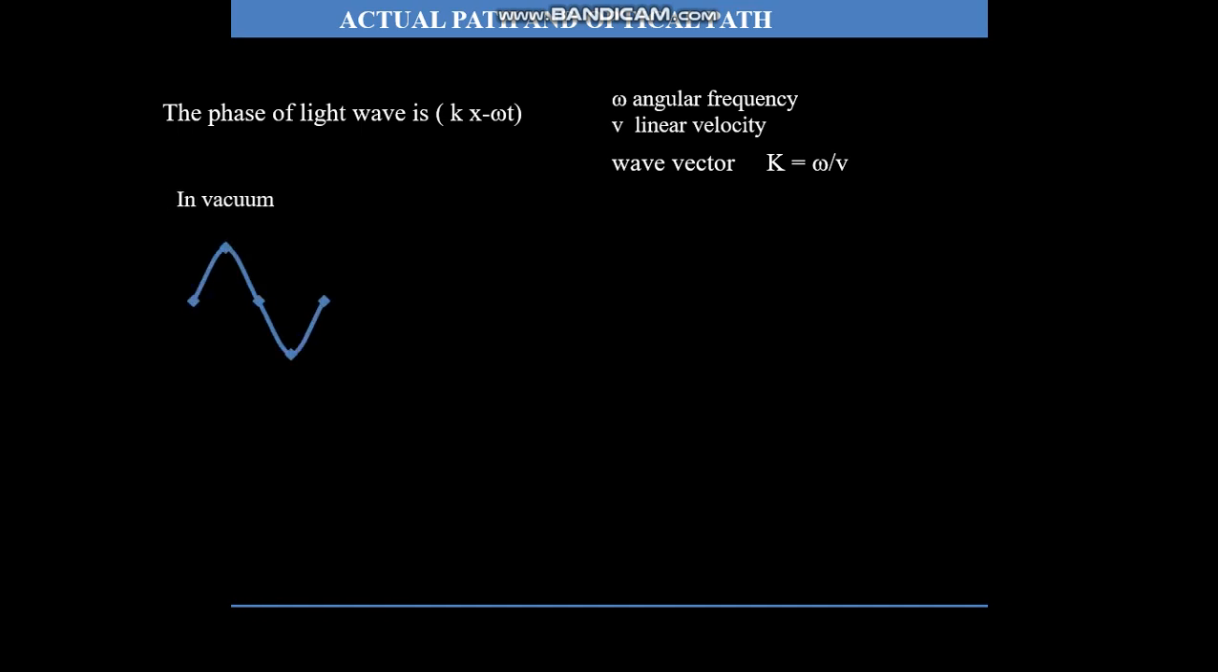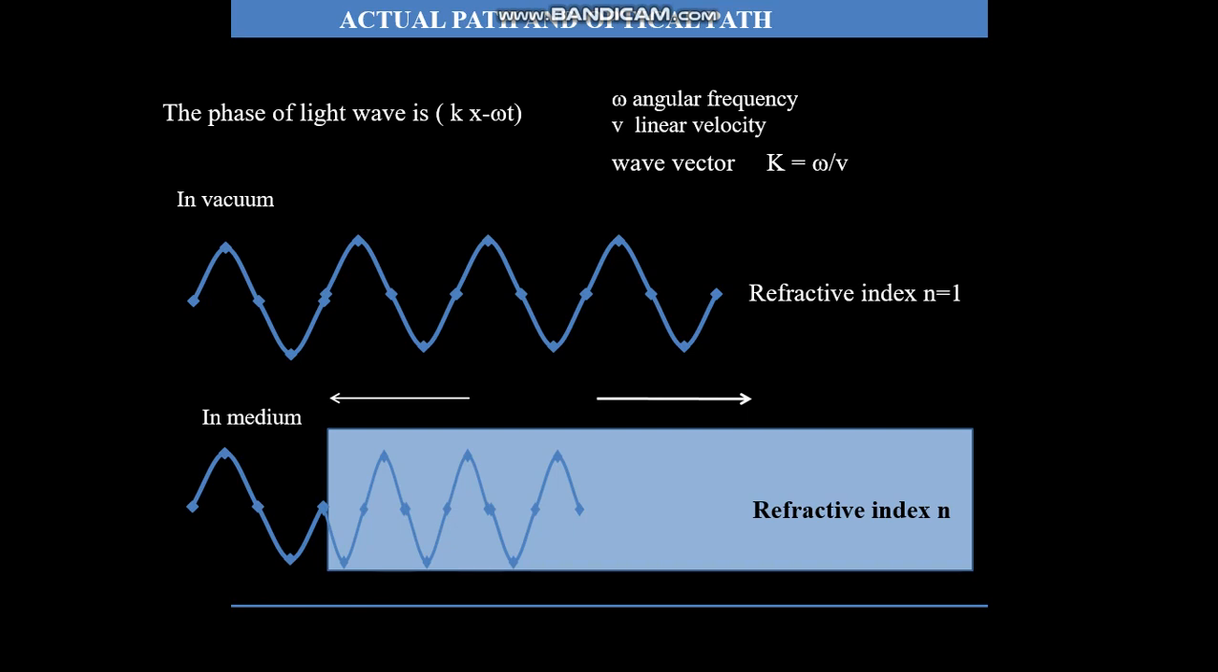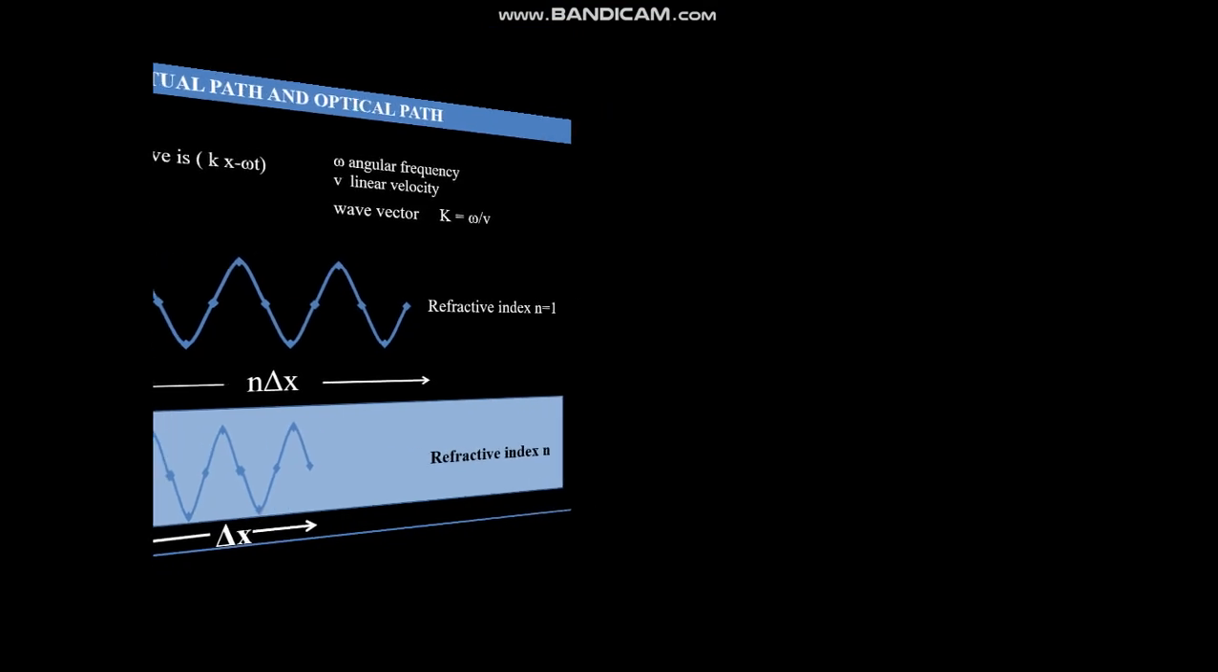In vacuum, you have rays of light. In a medium, this is also a sine wave. Since it's vacuum, the refractive index n is equal to 1. The refractive index of the denser medium is n. If it travels here as n delta x, in the medium the distance travelled is only delta x. Now let us see why and how.